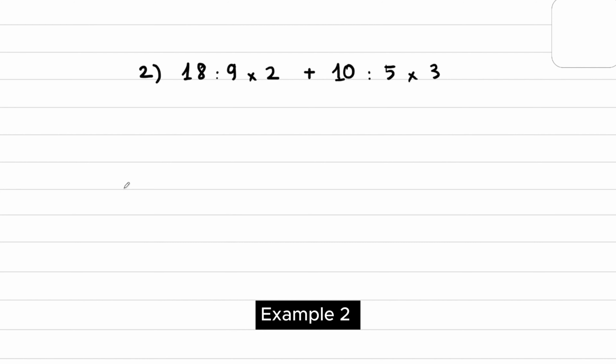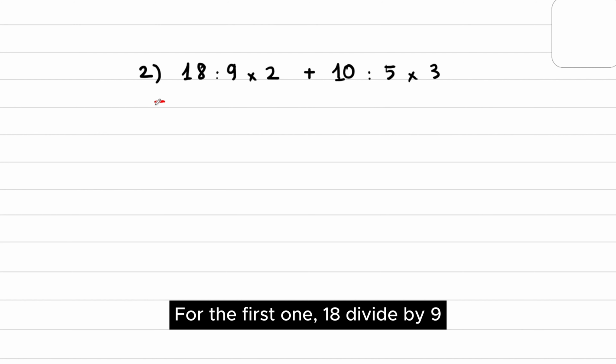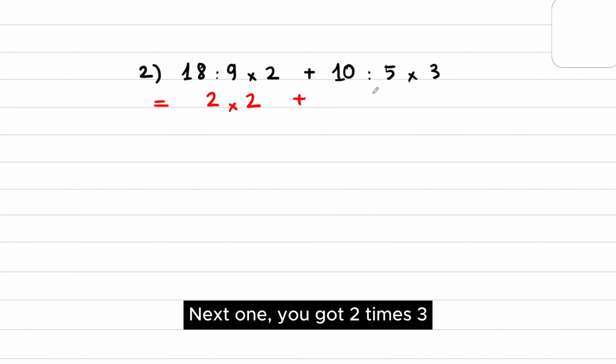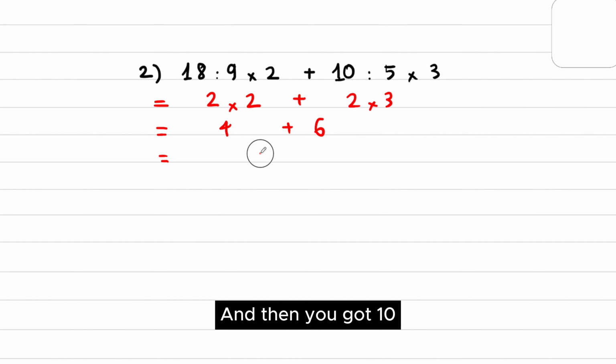Example 2. You have two big terms. 18 divided by 9 times 2 plus another big term, 10 divided by 5 multiply 3. Okay, for the first one, 18 divided by 9, you got 2. Next one, you got 2 times 3. This is 4. This is 6. And then you got 10. Understandable, right? This is example 2.